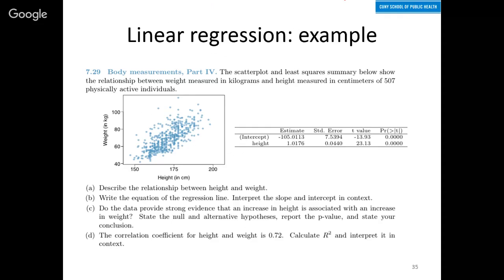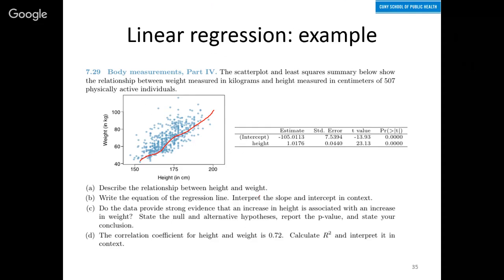Body measurements part 4. The scatter plot and least squares summary below show the relationship between weight in kilograms and height in centimeters of 507 physically active individuals. Looking at this scatter plot, it looks like there is a positive correlation between them. That's a lousy regression line, but an increase in height is correlated to an increase in weight. So describe the relationship between height and weight.